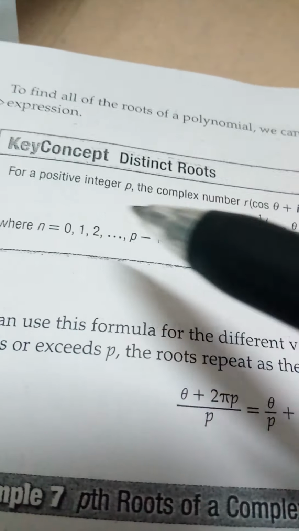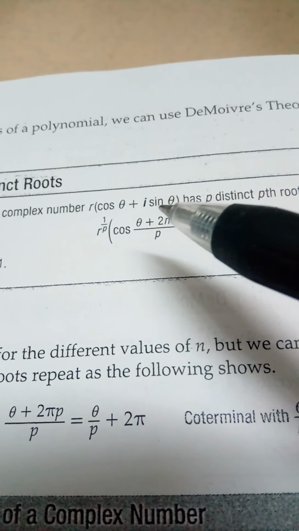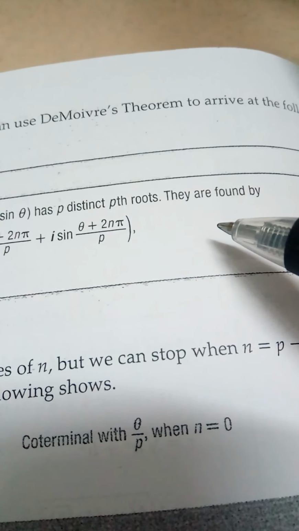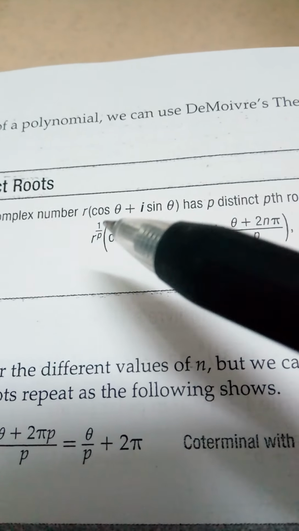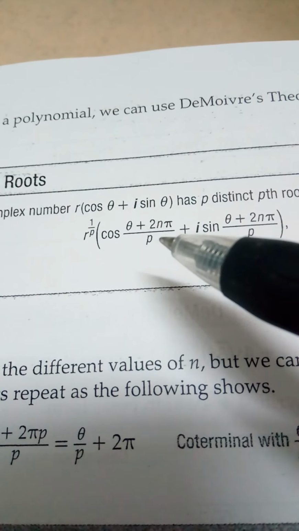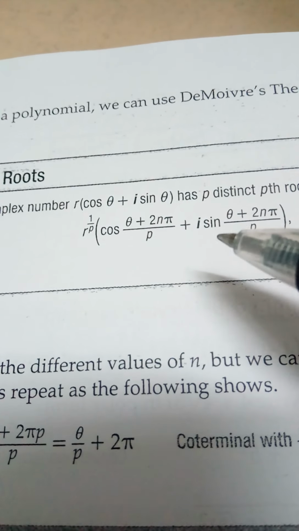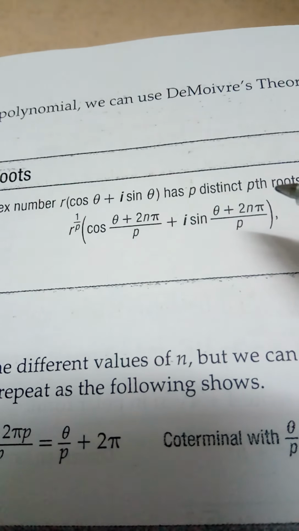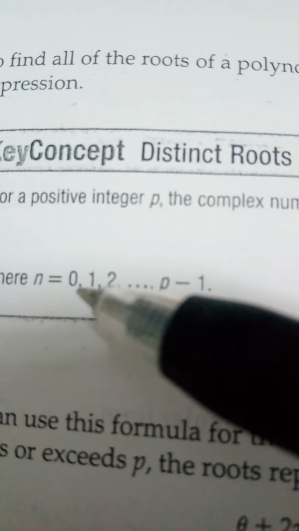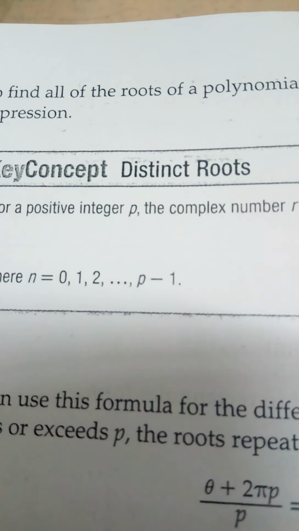For a positive integer p, the complex number r(cosine theta plus i sine theta) has p distinct pth roots. They are found by r to the power of 1 over p, parenthesis, cosine of (theta plus 2n pi over p) plus i sine of (theta plus 2n pi over p), where n is equal to 0, 1, 2, and so on up to p minus 1.